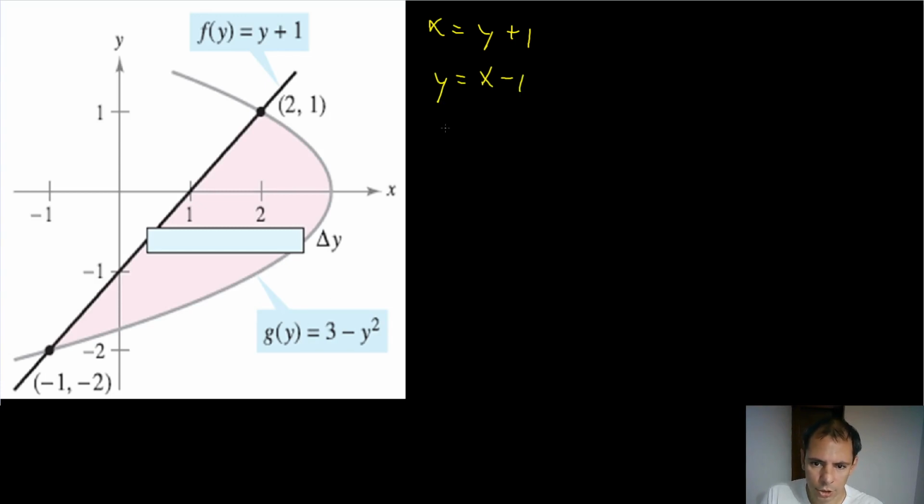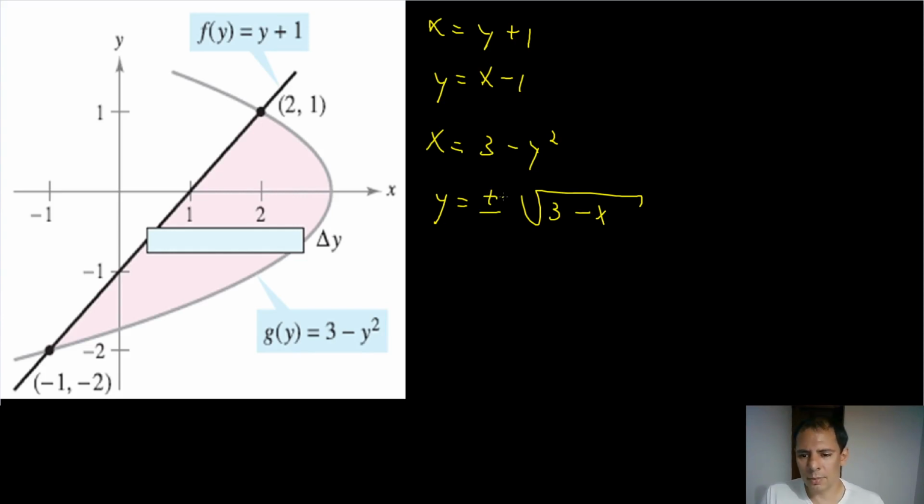Great. What about the g of y? So we have x equals 3 minus y squared. So y is going to be plus or minus the square root of 3 minus x. So you see, you've got to work with a plus or minus square root, and you wonder which one of these is going to work. It's tough, so you don't want to do that. Instead of integrating this way, you integrate this way.